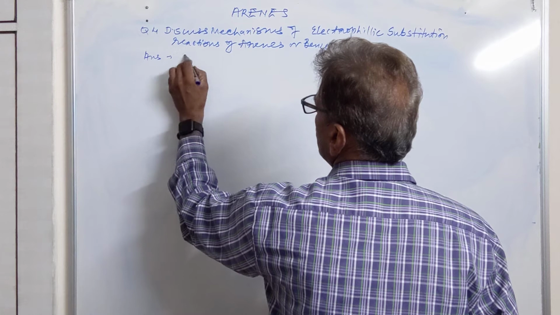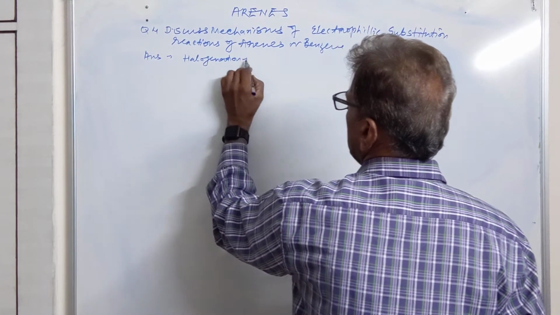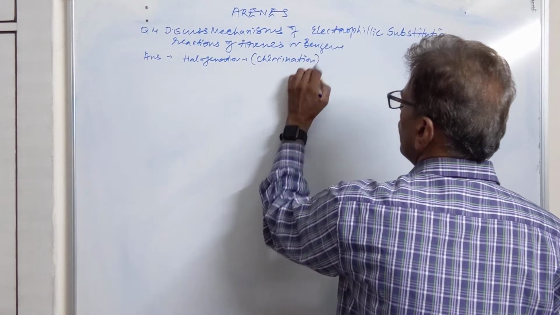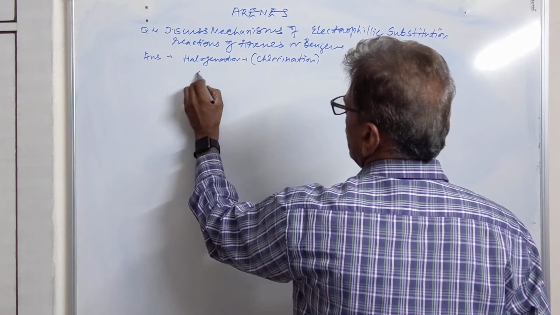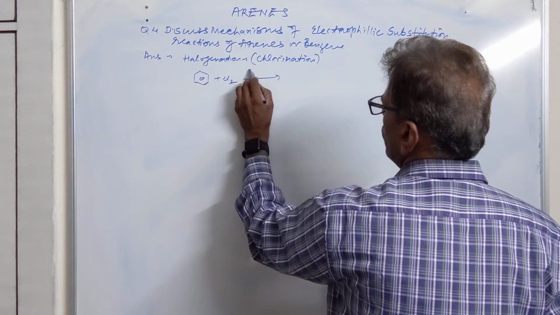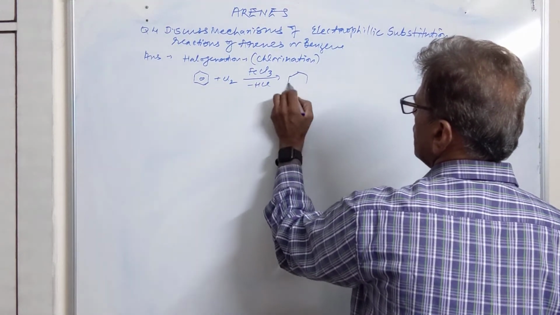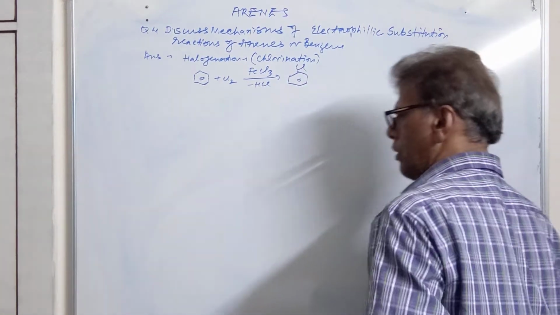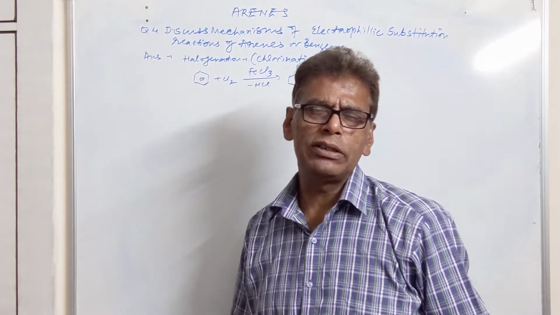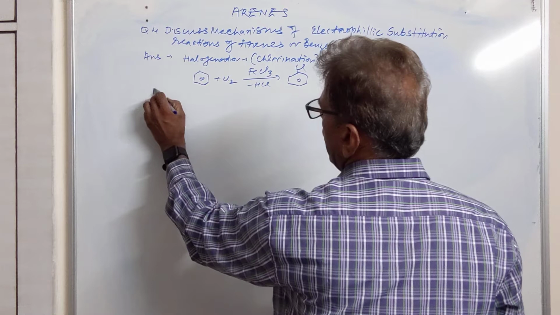First of all, halogenation. In this case, we are taking the mechanism of chlorination. Now, chlorination, we know it is the reaction of benzene with Cl2 in the presence of FeCl3 or Fe. Loss of HCl takes place here and we get chlorobenzene. Now we want to know the steps of the mechanism, how this benzene is converted into chlorobenzene. So let us take its mechanism.